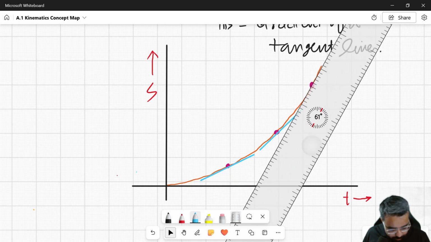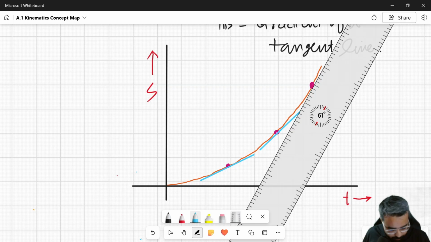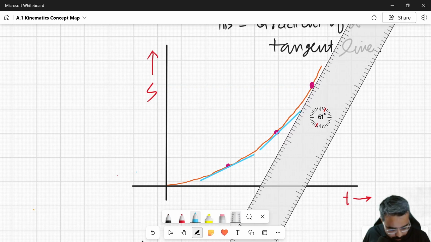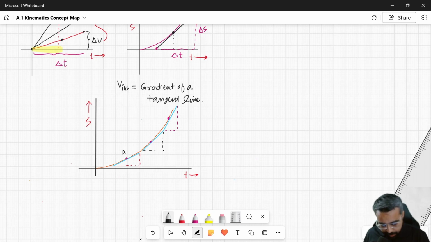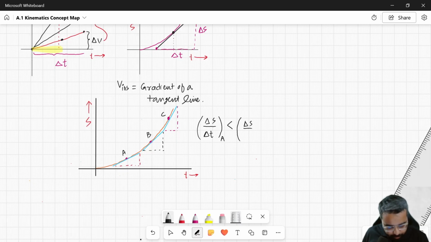And the tangent at this point is making an angle of 61. So we see that the line is becoming more and more steep. So if this is a point A, this is a point B, and this is a point C, you can clearly see that the slope or the gradient at the point A has a minimum value. Can I say that? And the gradient at the point B is more because this tangent line is more steep.